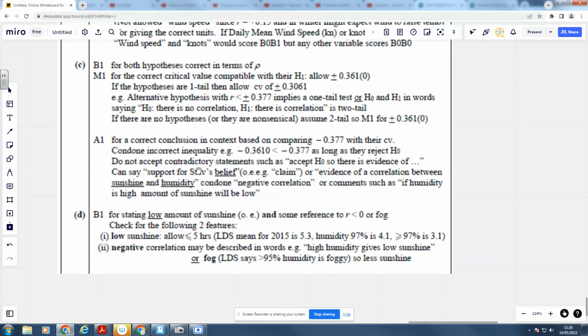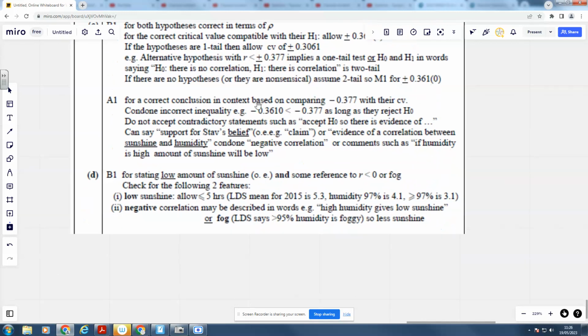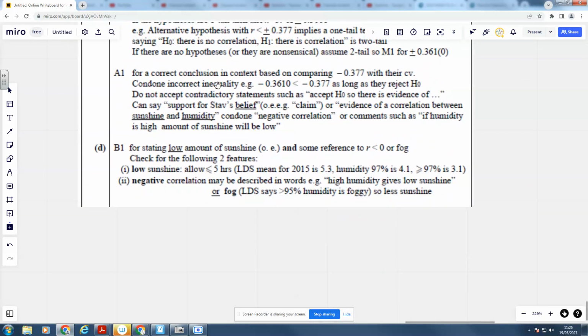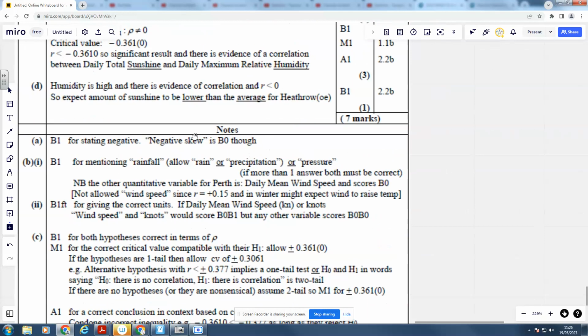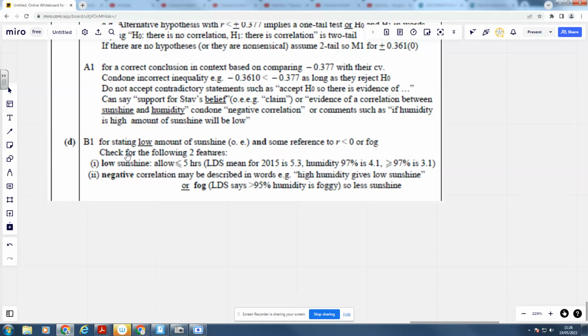It's interesting reading some of these. It really is a correct conclusion based on in context, based on comparing with that. Yeah. Condone incorrect inequality. That's outrageous. Shouldn't condone that. Anyway, you can just say it supports Stav's belief as well, and that's a quicker way of doing it. Okay, for the last bit, what did I say? Humidity is high, and there's evidence of correlation, and r is less than 0, negative correlation, so expect sunshine to be low on average. So we're fine there, I think.